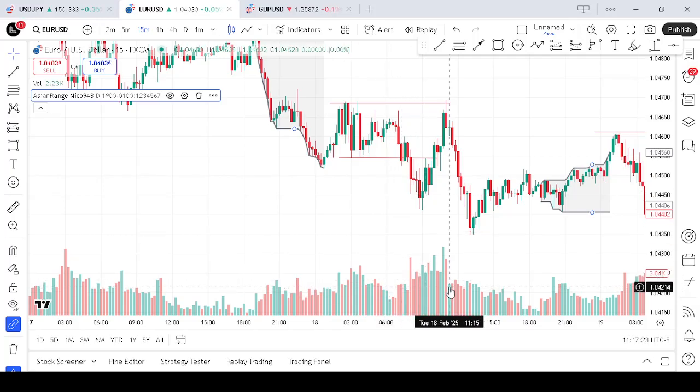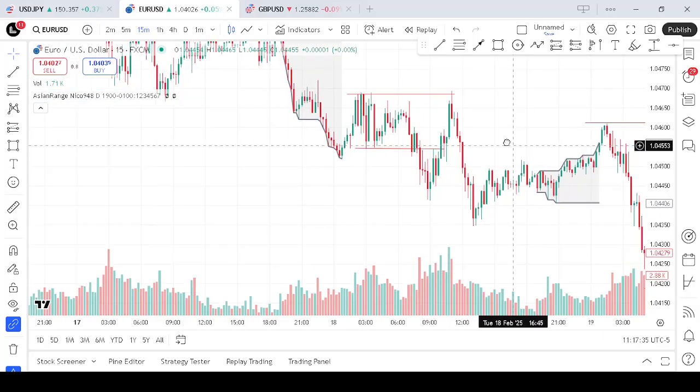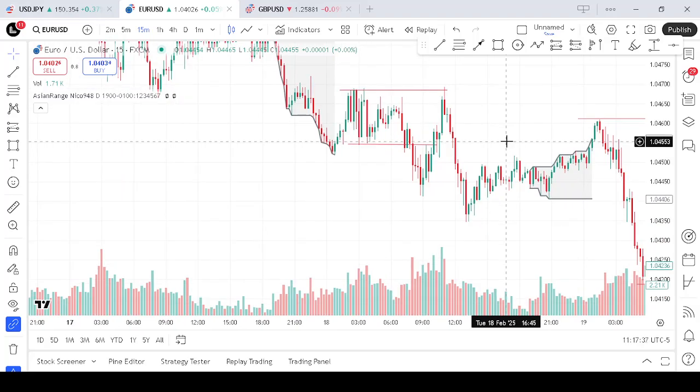Patience is key. Avoid entering trades too early without confirmation, as fake breakouts can lead to losses. Let the market show you its direction before committing to a position. You enter your trade once you confirm the breakout.